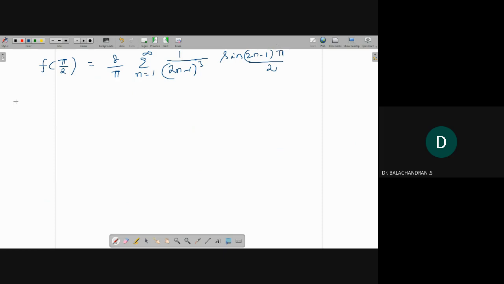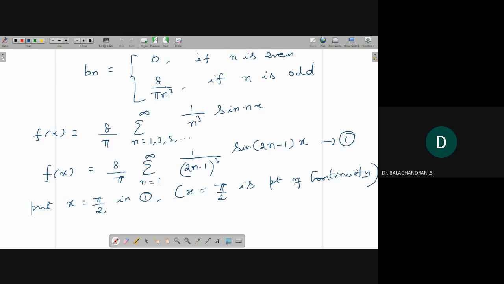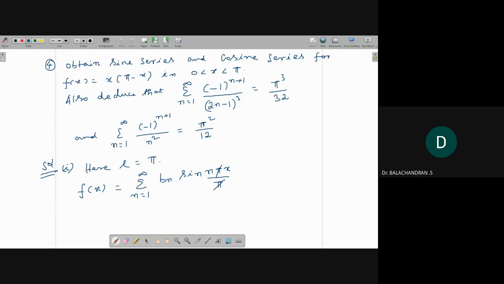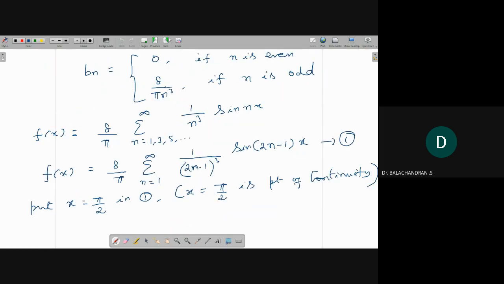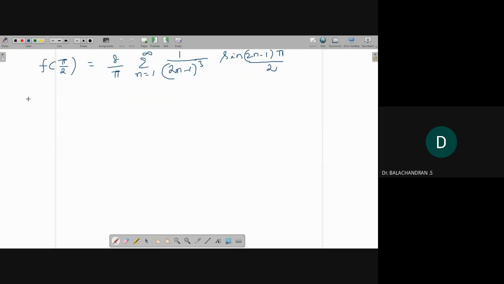So now what is the left hand side? We have the function, what is f of x? x into pi minus x. x into pi minus x means pi by 2 into pi minus pi by 2. This is equal to 8 by pi. Substitute n equal to 1 directly.